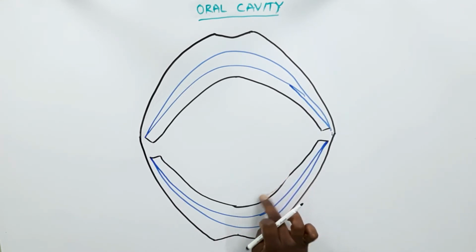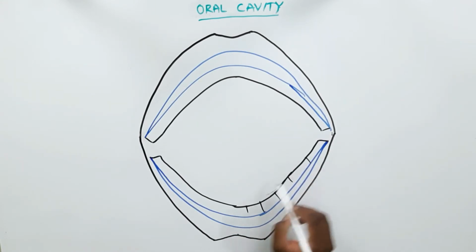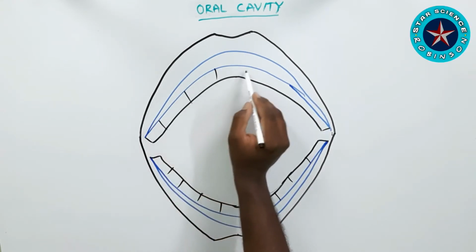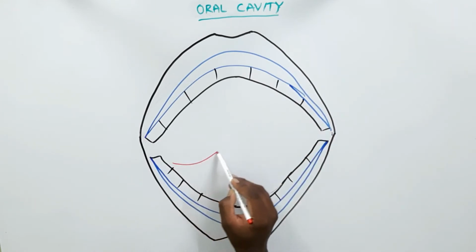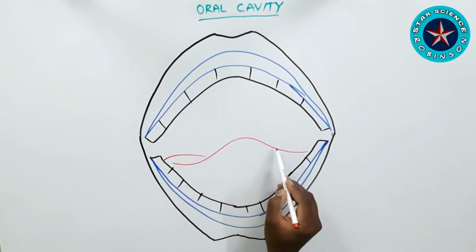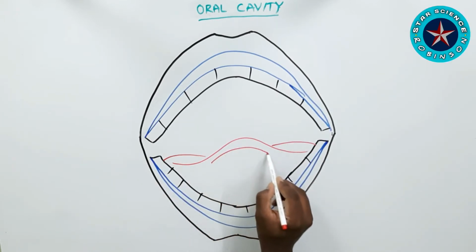Now this is the structure of the teeth. When we go with the structure of teeth, I want to show you all the parts which are present in the oral cavity. After the structure of teeth, let's move on to our tongue. I just want to show you the ventral part of our tongue.